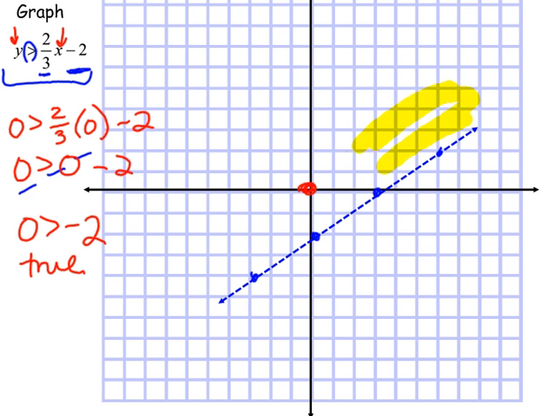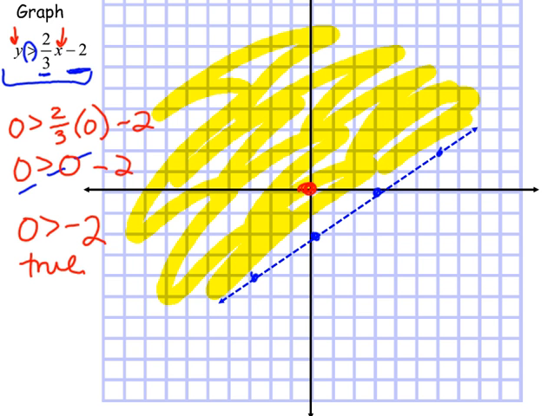So I'm going to get a highlighter here and shade all the points. All these points in the area that I'm shading work in that inequality right here. They all work for that. At any point I could pick this point. If I plugged it in, it would work and make that a true statement.